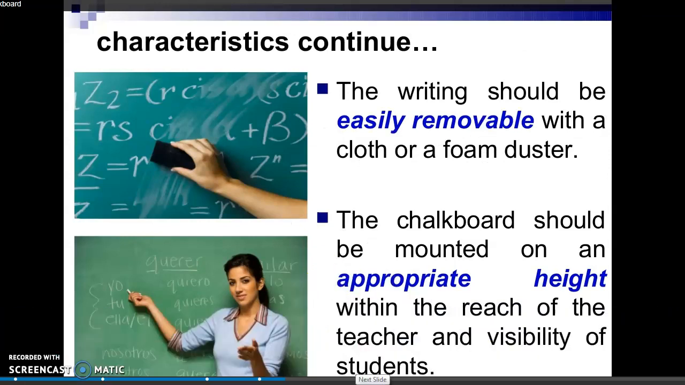The next one is the writing should be easily removable with a cloth or a foam duster. The chalkboard should be mounted at an appropriate height within the reach of the teacher and visibility of students.